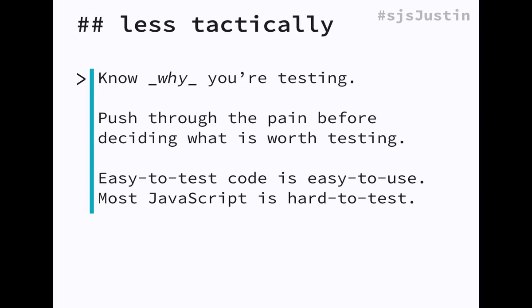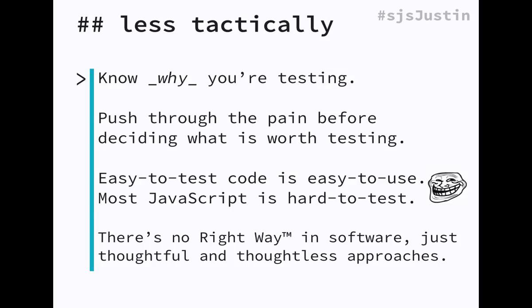Also, easy to test code, when you're testing like object APIs, is easy to use code. And most JavaScript is hard to test, so you draw your own conclusions. Finally, there's no right way in software. Never listen to anyone who says they've got the nut cracked on how to build software well. Software is just communication. We're all just doing our best to communicate with each other over these temporal gaps.